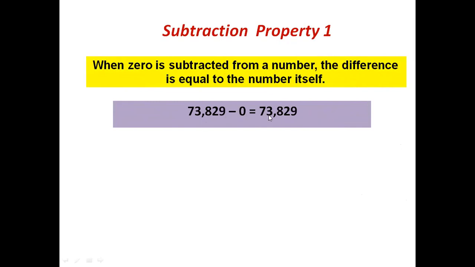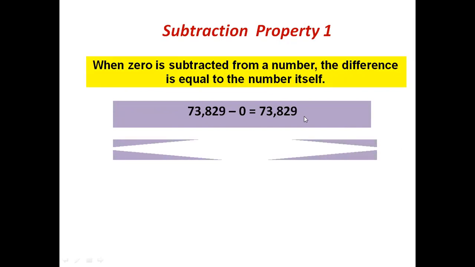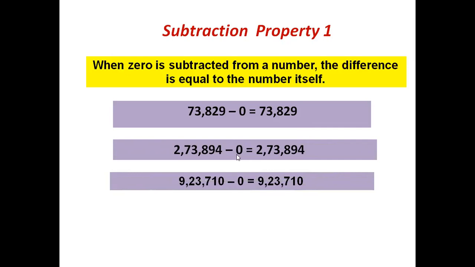You can see here 73,829 minus 0 equals 73,829. Same, because we are subtracting nothing from this, right? Here also 6 digits you can see. It gives us the same number, right? The difference is the number itself. 2,73,894 minus 0 gives us 2,73,894. Here 9,23,710 minus 0 gives us the same number, that is 9,23,710. Is this very clear?